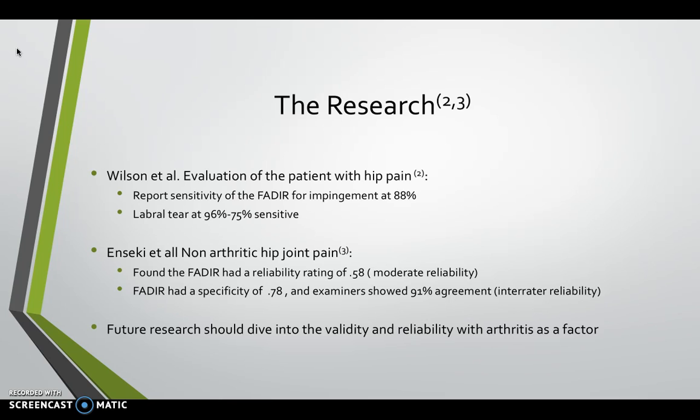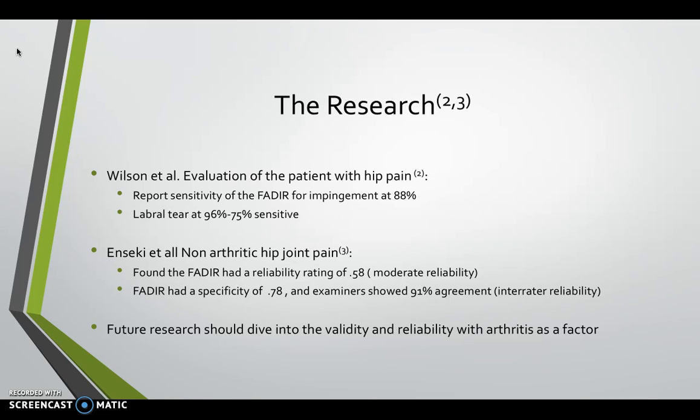For Ensiki et al., on non-arthritic hip joint pain, they did a systematic review through the ICF model for pathology not related to OA, and they discussed the likelihood ratio of each pathology in adults and reviewed tests measuring hip pain, as well as the specificity, sensitivity, and reliability of each test. For the FADIR, they found a reliability rating of 0.58, which we talked about earlier, which is moderately reliable. So that's decent. They also have a specificity of 78%, which, like we found before, is pretty good. And the examiners showed 91% agreement, which is inter-rater reliability.